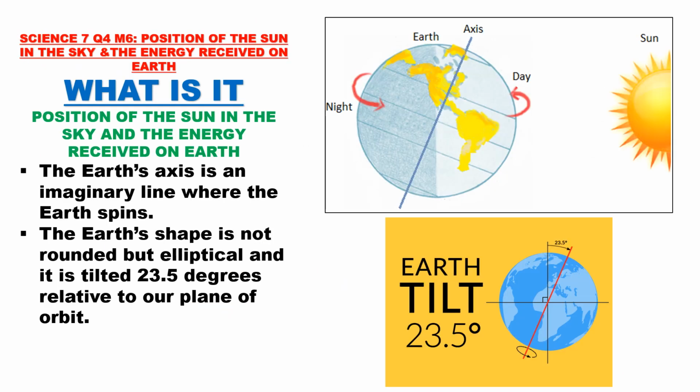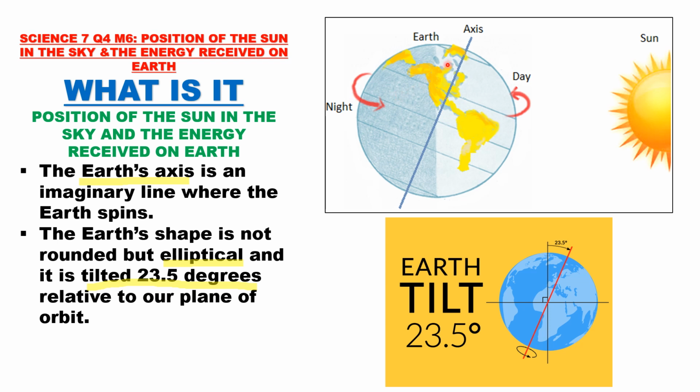Position of the sun in the sky and the energy received on Earth. The Earth's axis is an imaginary line where the Earth spins. The Earth's shape is not rounded but elliptical, and it is tilted 23.5 degrees relative to our plane of orbit. The Earth's axis is an imaginary line going right through the center of Earth from top to bottom. The Earth spins around this pole, making one complete turn each day. That is why we have day and night, and why every part of Earth's surface gets some of each.